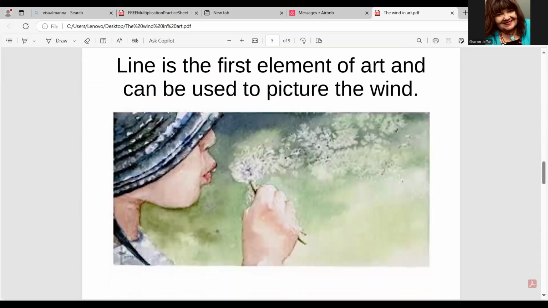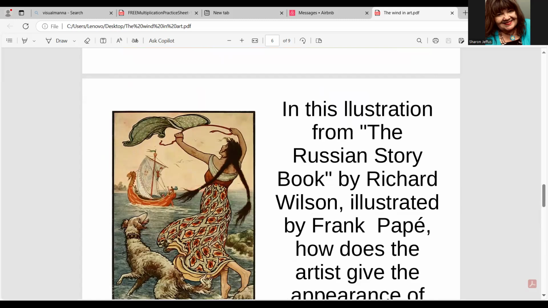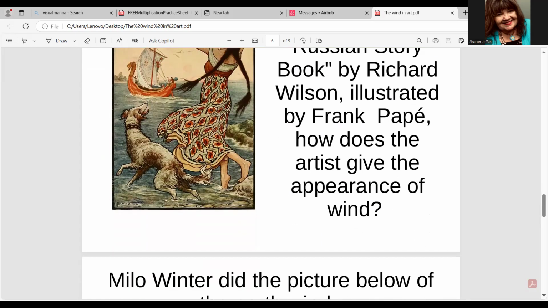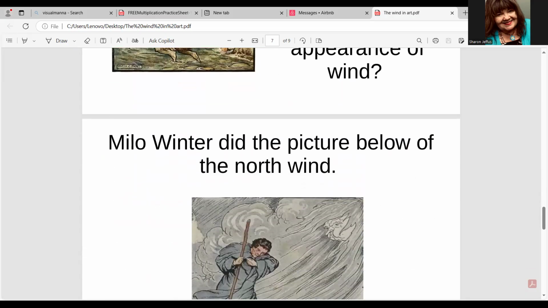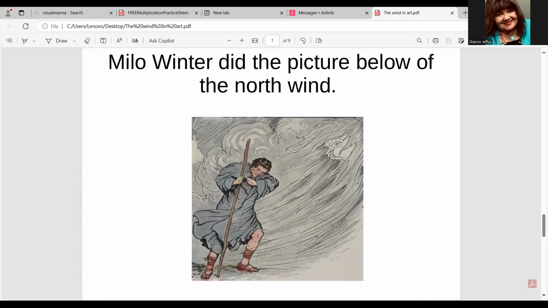Line is the first element of art and can be used to picture the wind. I love this picture of a little girl blowing dandelions. In this illustration from the Russian storybook by Richard Wilson, how does the artist give the appearance of wind? Look at the diagonal lines. Milo Winter did this picture below of the north wind, and he uses lines as well.